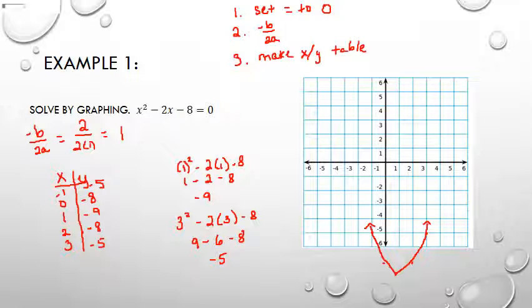So what I need to do here is I need to extend this and put 4. We need to keep going and now plug in 4. So I've got 4 squared minus 2 times 4 minus 8. So it gives me 16 minus 8 minus 8, and that gives us the 0 that we're looking for.